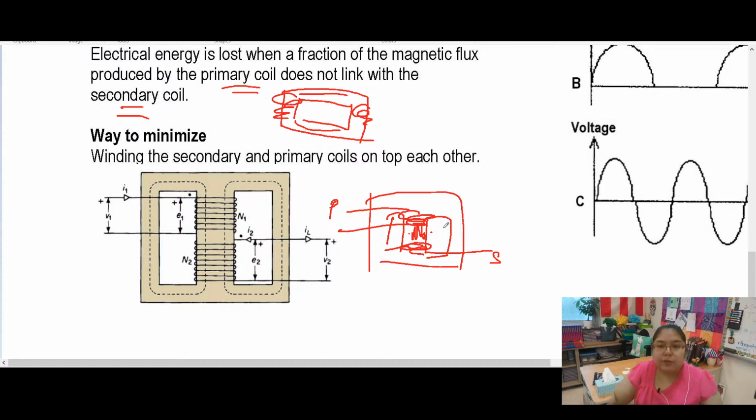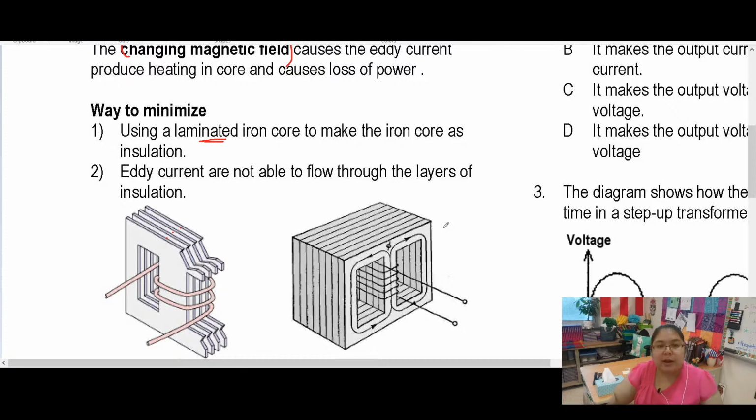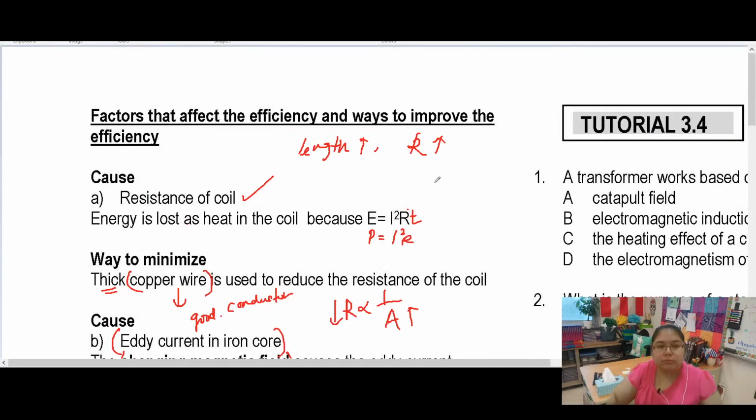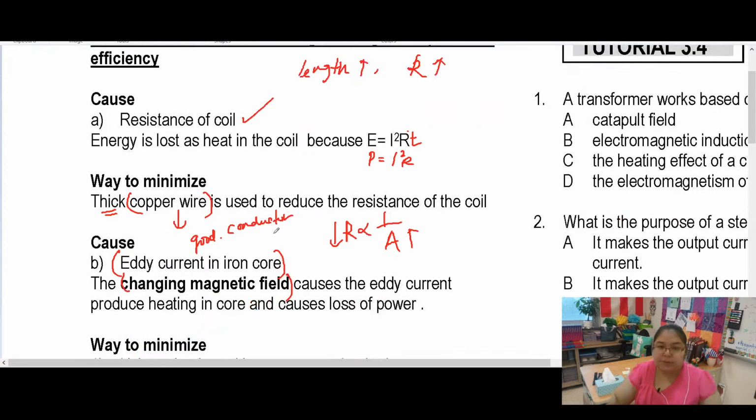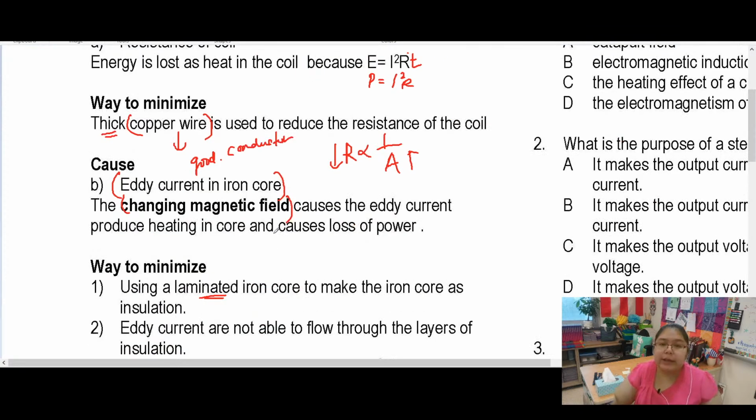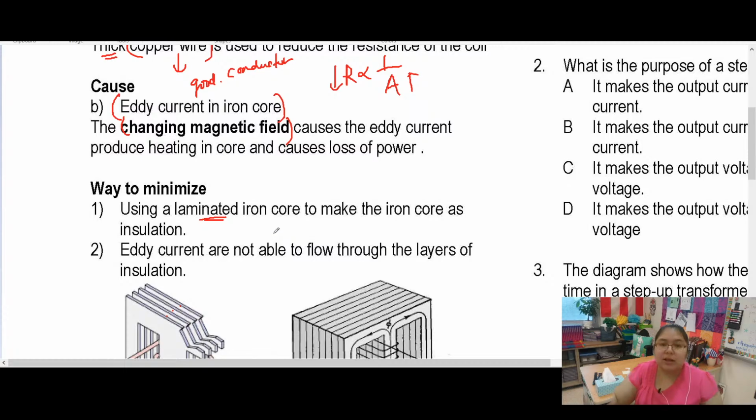So we recall back, because how many factors? First one, resistance. How we solve the resistance? Use a copper wire. That's a good conductor. Another one, thick wire. Okay, can reduce the resistance. Okay, number two, eddy current. How to solve the eddy current? We're using laminate. Okay, we're using the laminate core, iron core. Okay, so this one we can reduce the eddy current loss.